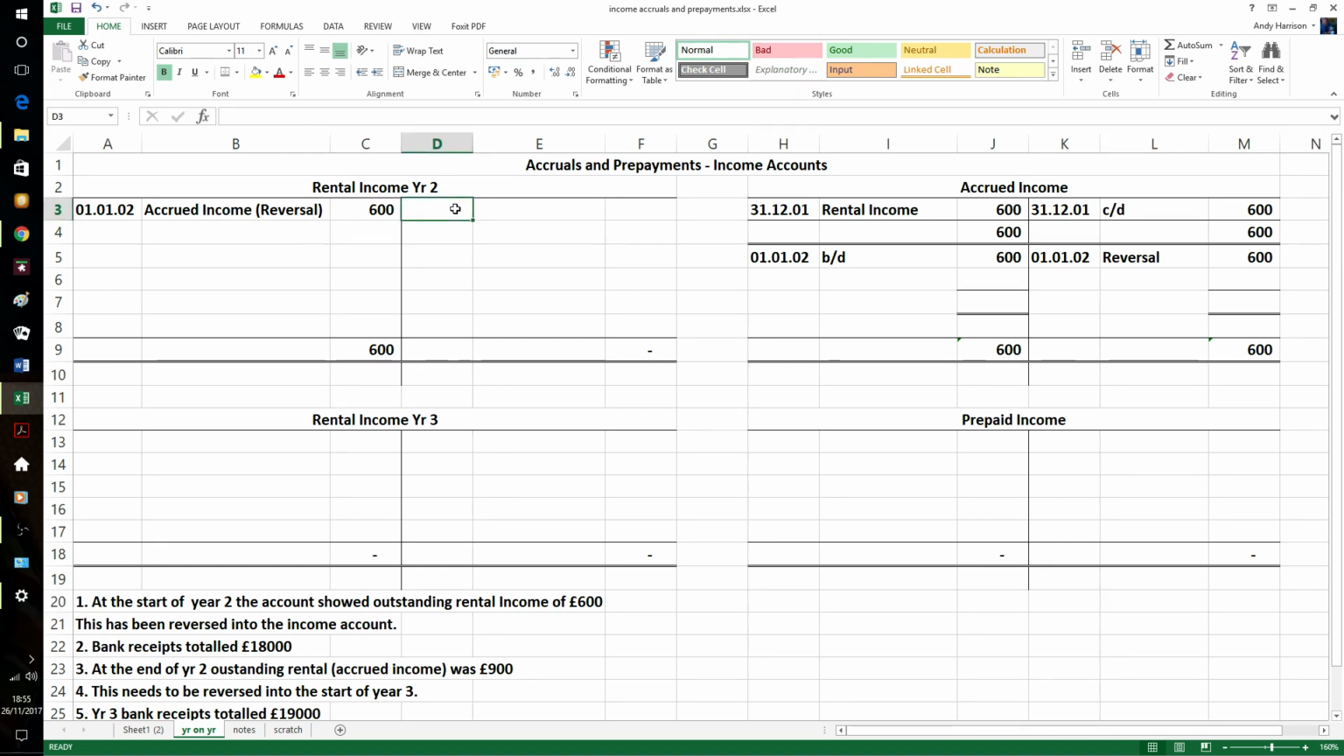So throughout the year then, we have some bank receipts. There's the bank receipts going in. And at the end of year 2, we've got outstanding rental accrued income of £900. Well, we've earned it, it was during that year, so now year 2. So that one credit entry.